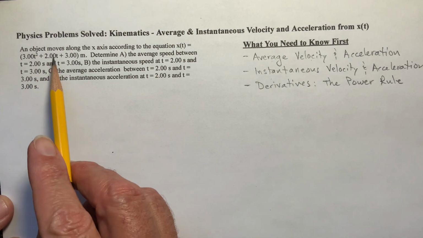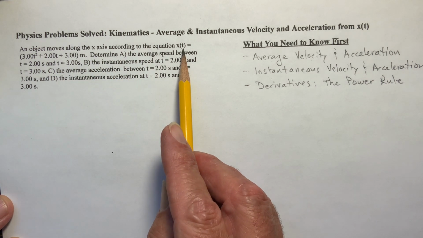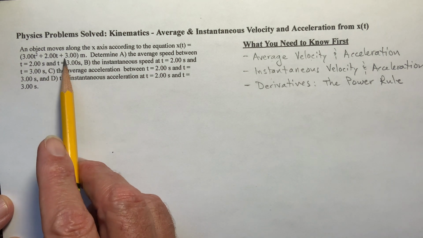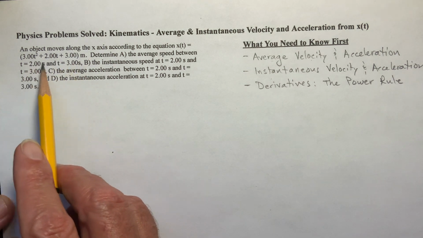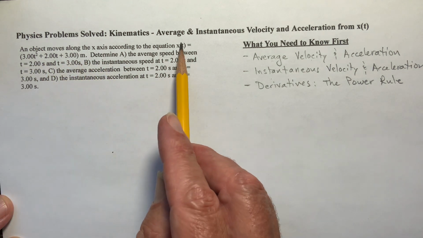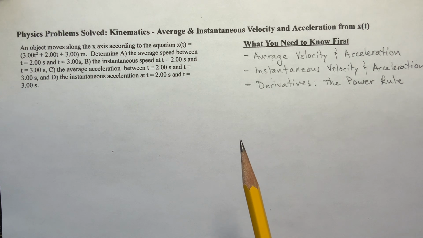It says an object moves along the x-axis according to this equation. X as a function of time equals 3t squared plus 2t plus 3 meters. Now, I don't really like it when they express equations like this, but this is what I was given, so we're going to use it.